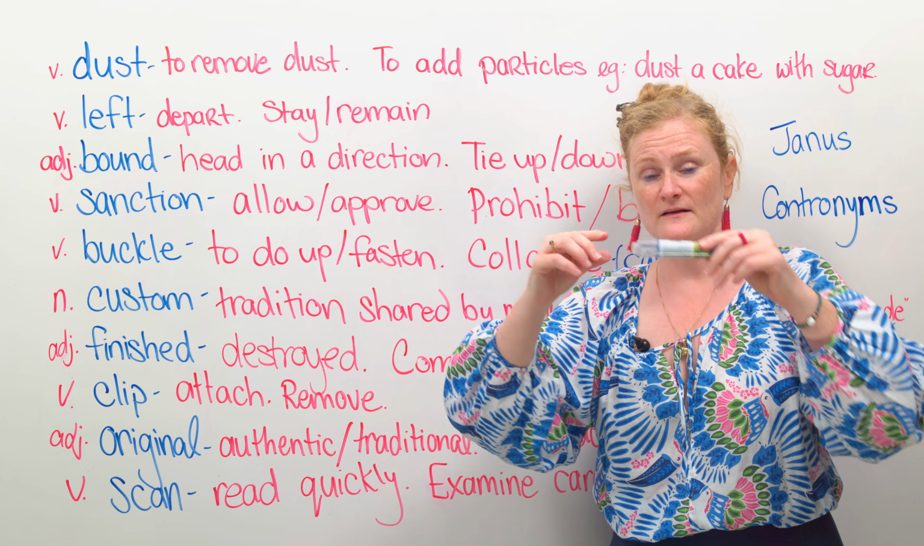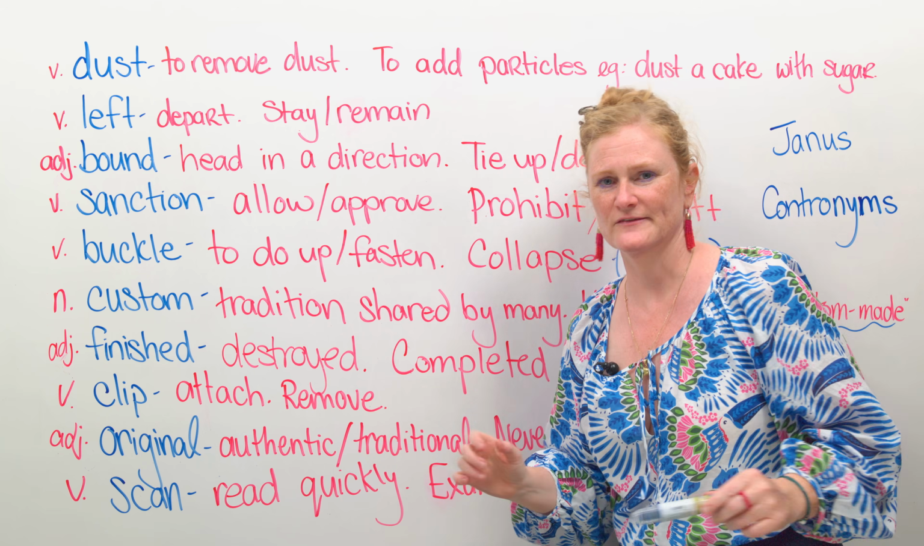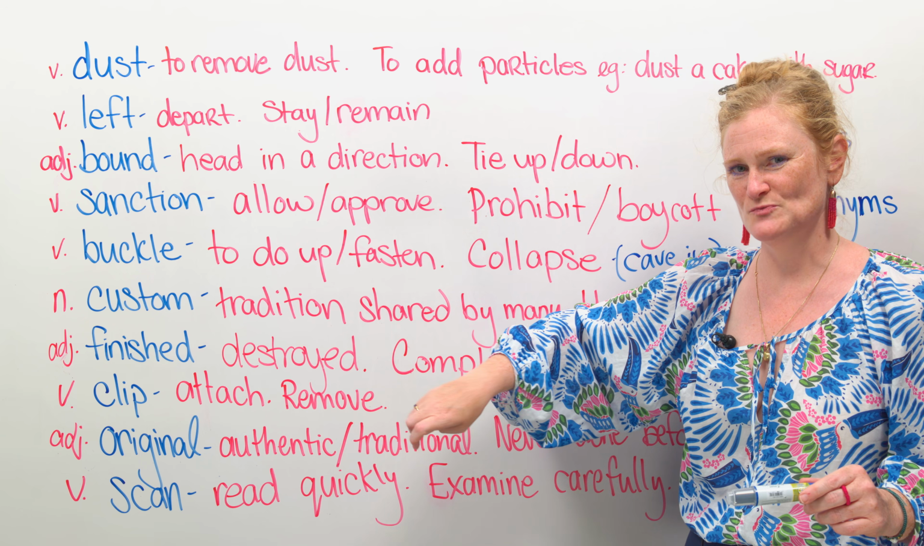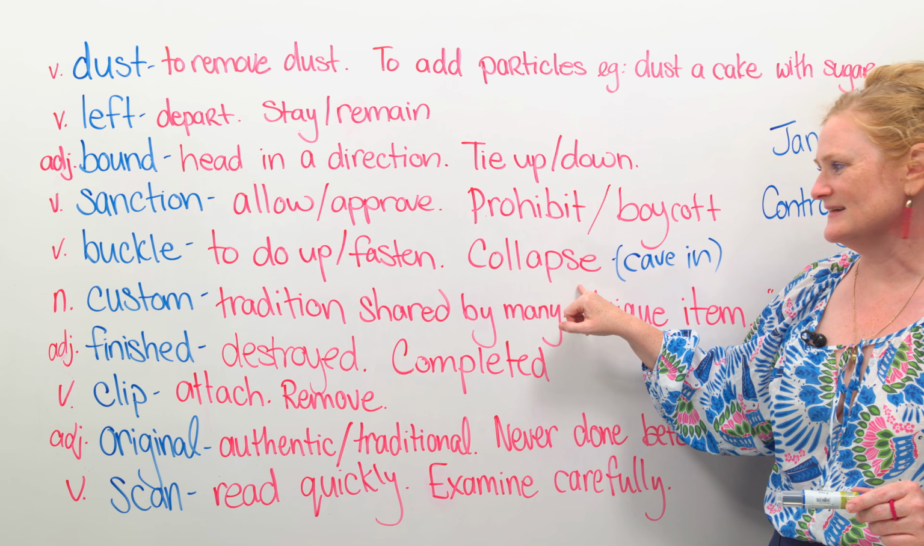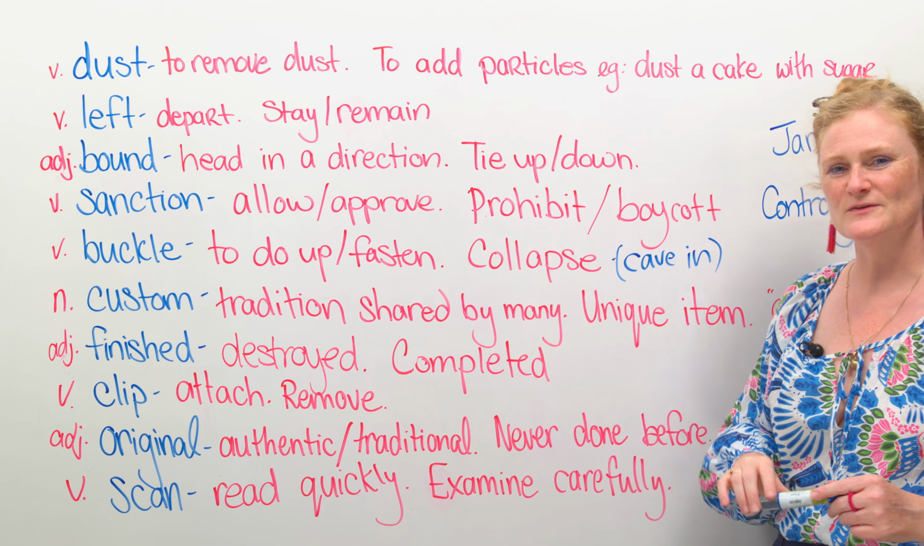So I can say the building buckled under pressure. Don't sing, Ronnie. Okay? So buckle means to do up. Fasten your seatbelts. We're taking off. It also means to collapse or cave in. This one's weird too, okay?